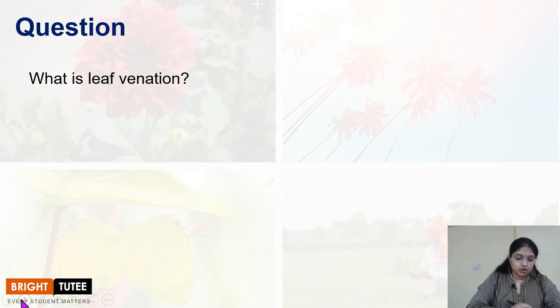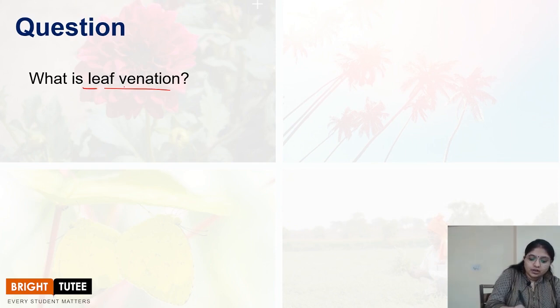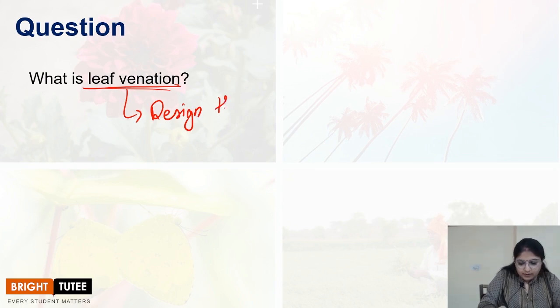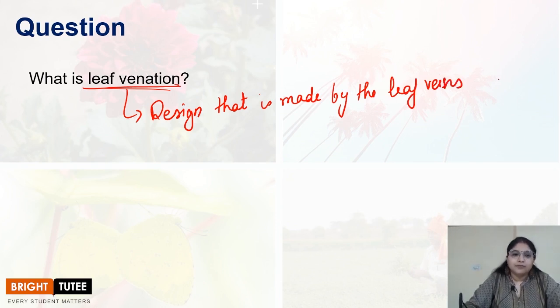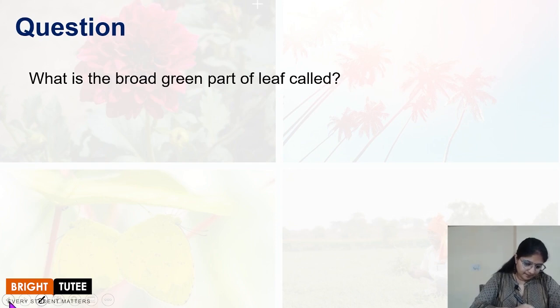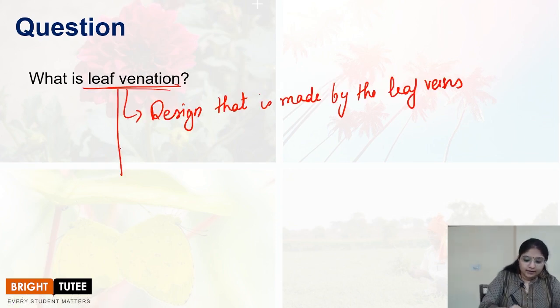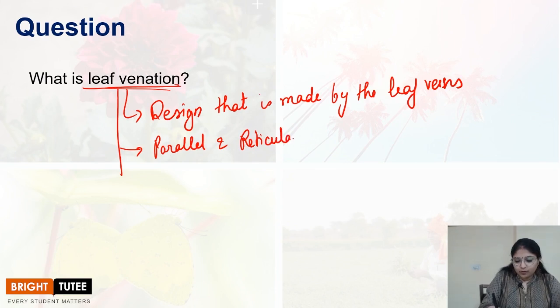What is leaf venation? To define leaf venation, we can say that the design made by the leaf veins is called leaf venation. Right? And this leaf venation is of two types. One is parallel and the other is reticulate. So these are the two types of leaf venation that we observe.